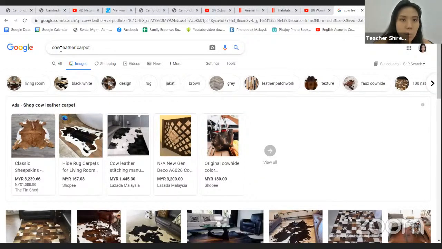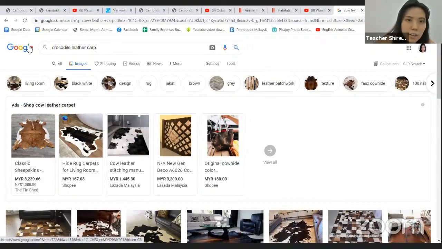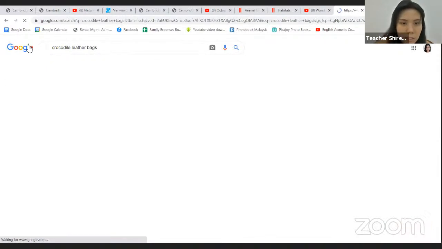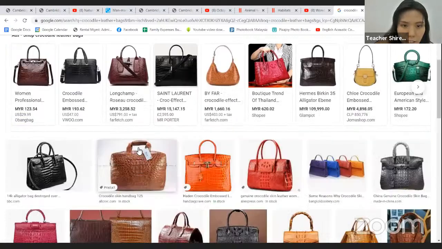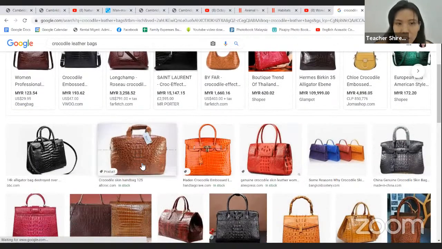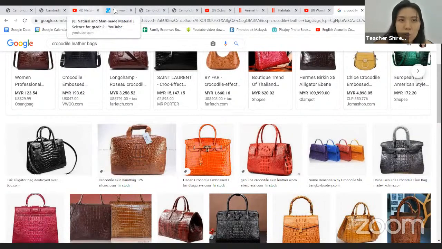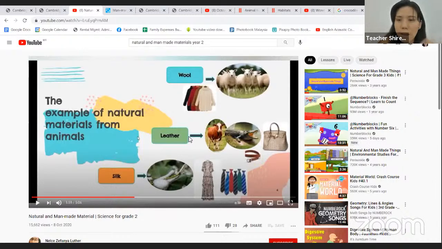For example, we have crocodile leather bags. Okay, can you feel it? It looks like crocodile skin, right? So that is pretty much animal cruelty. Who wants to kill a crocodile to make a handbag? It's so cruel, so we don't do that. We try to reduce the usage of leather.